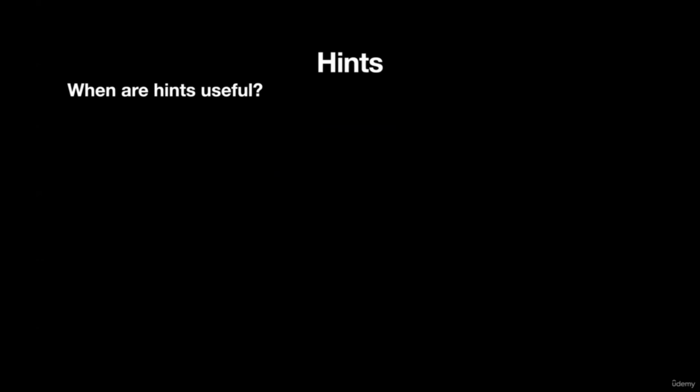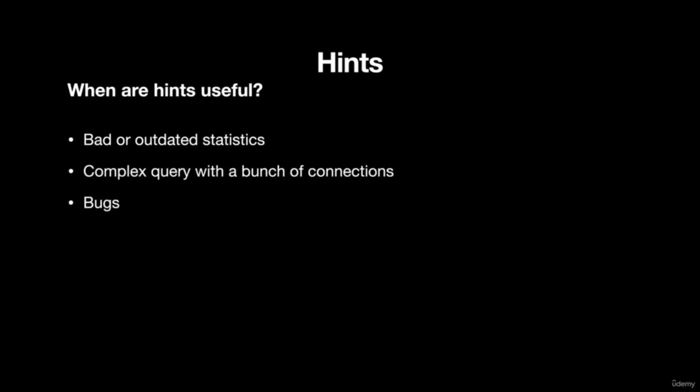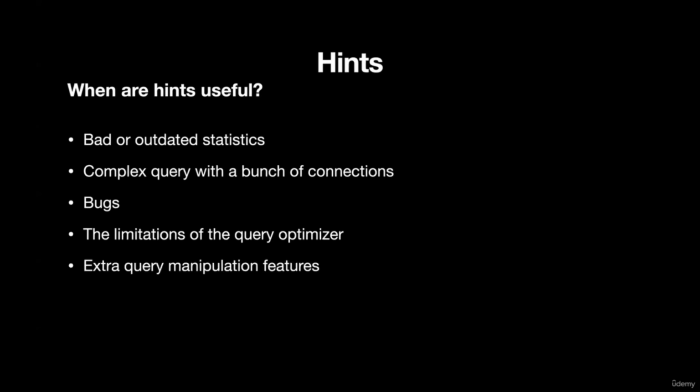Usually the reasons are as follows. First, bad or outdated statistics. Second, a complex query with a branch of connections. Third, bugs, for example, when using data structures such as JSON, XML in a query. Number four, the limitations of the query optimizer to see all the options. And the last, when it's necessary to take advantage of additional query manipulation features, such as result caching, cursors, parallel execution, direct path insert, and others.